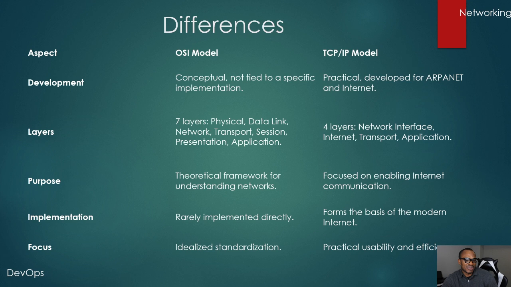We know that the OSI model is a 7-layered model, from the physical to the data link to the network to the transport to the session to the presentation and to the application layer. And we know the TCP/IP model is just 4 layers, which from the bottom is the network interface layer to the internet to the transport and to the application layer.